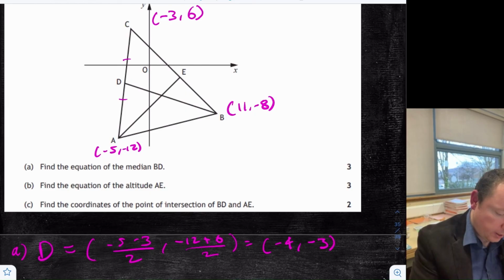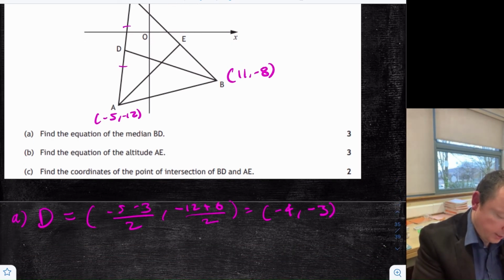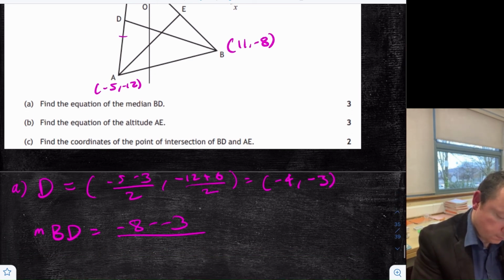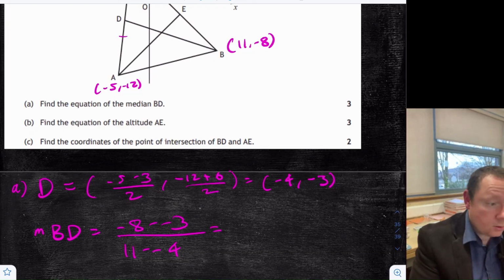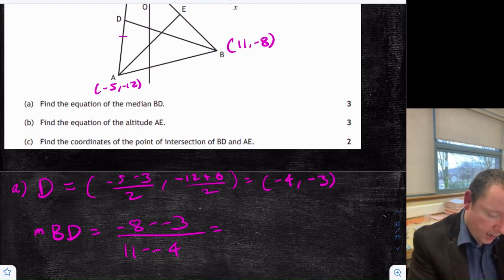So now we can do our gradient between D and B because we don't know anything about it. It's not perpendicular. So the gradient of B to D, y2 minus y1 over x2 minus x1. So I'll just use minus 8 minus minus 3 on the top, and 11 minus minus 4 on the bottom. So you've got minus 8 plus 3 is minus 5, over 11 plus 4 is 15. That equals minus a third.